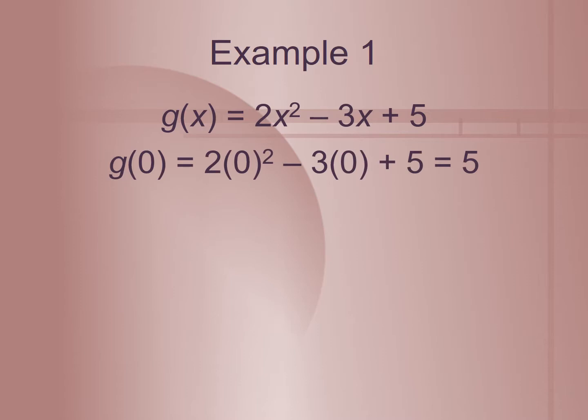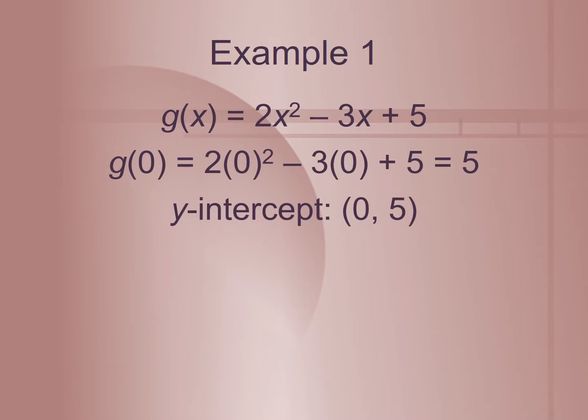So let's do a couple examples. We'll start with finding the y-intercept of g of x equals 2x squared minus 3x plus 5. So remember, the y-intercept is when x is equal to 0. So we'll plug in 0 for x, and then we'll evaluate. Okay, so when we evaluate, we end up getting 5, which means our y-intercept, which is a point on the graph, is going to be 0, 5.